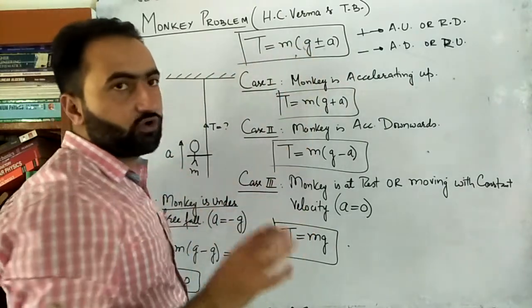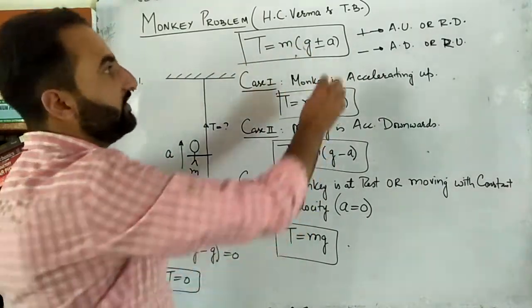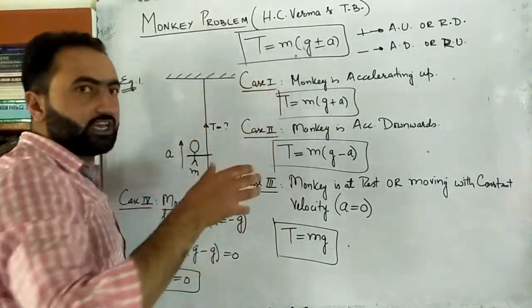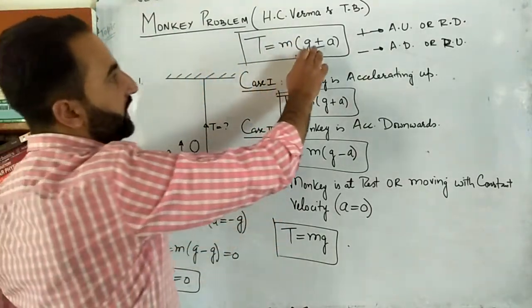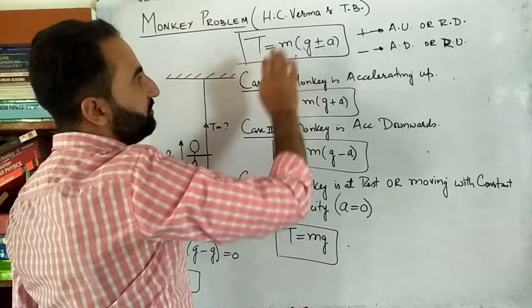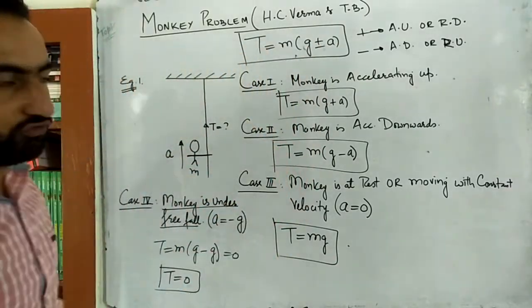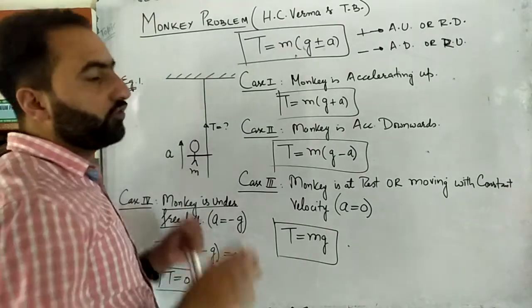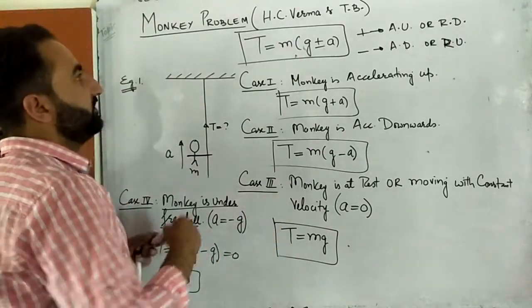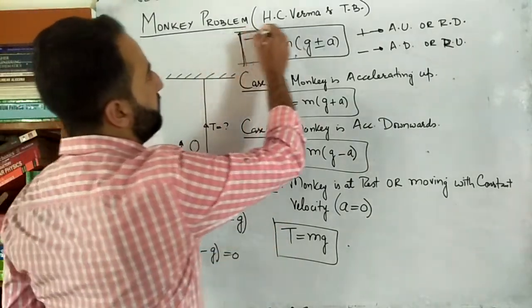If it's moving with a constant velocity or it's at rest, in that case acceleration will be equal to 0. So T will be how much? m multiplied by g simply. If for example it's in free fall, then negative comes, a will be equal to g, then g minus g will be equal to 0. So tension in the string will be equal to 0. As simple as that. So that means you will have to memorize only one equation, and that's this simplified equation.